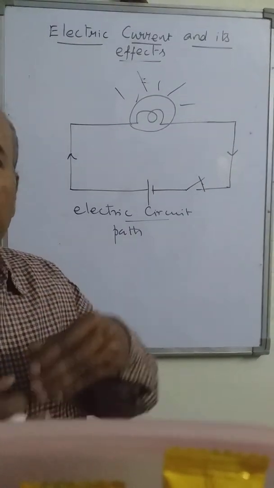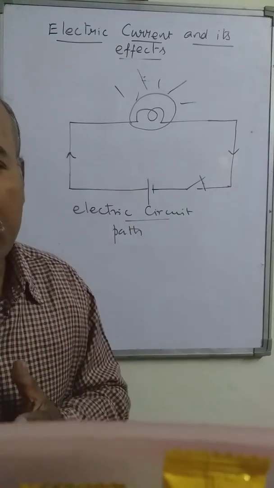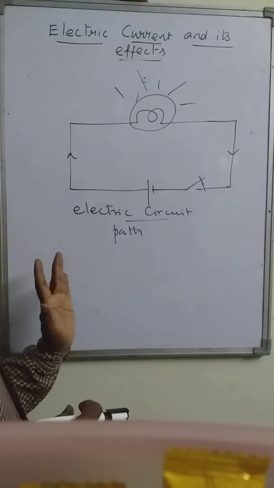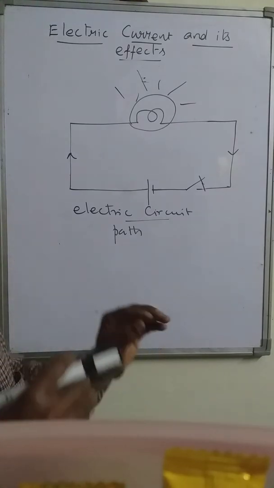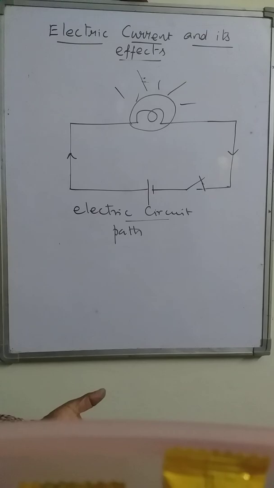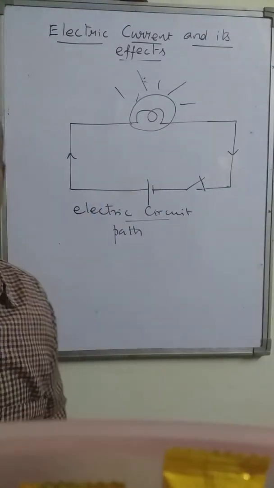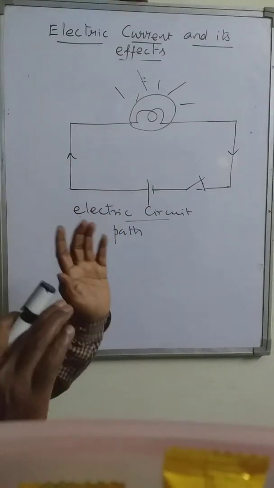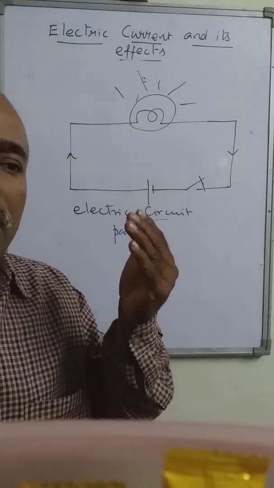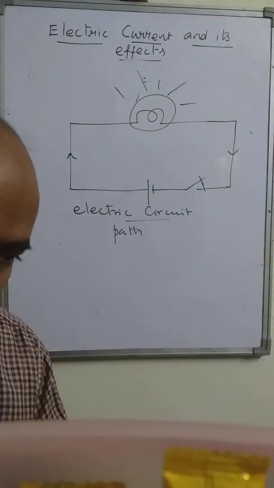In closed circuit, current passes. In open circuit, current will not pass. See? That is the electric circuit. Any electric circuit may consist of any number of appliances. Here we are using only a limited number of appliances. So this is about the basics of the electric circuit and electric current.